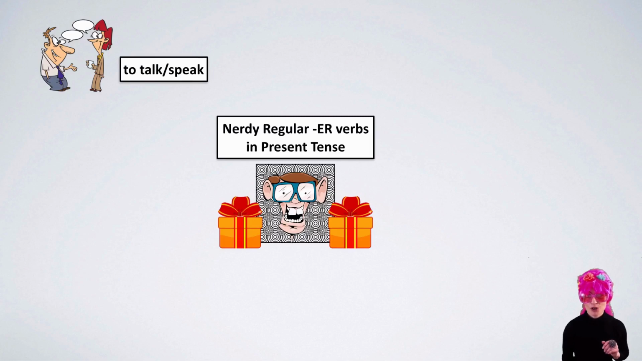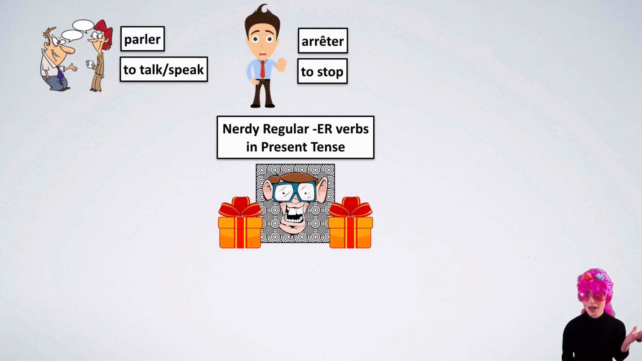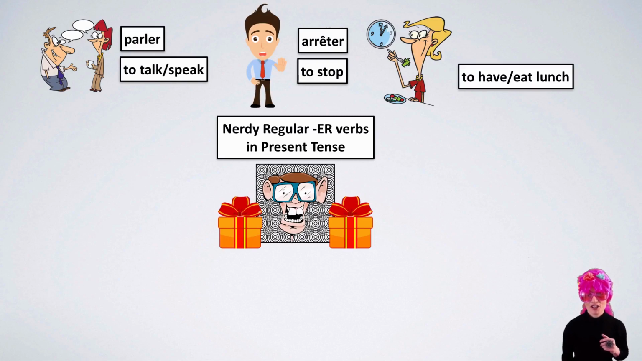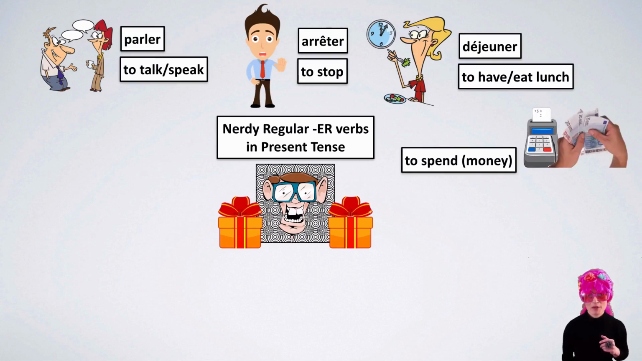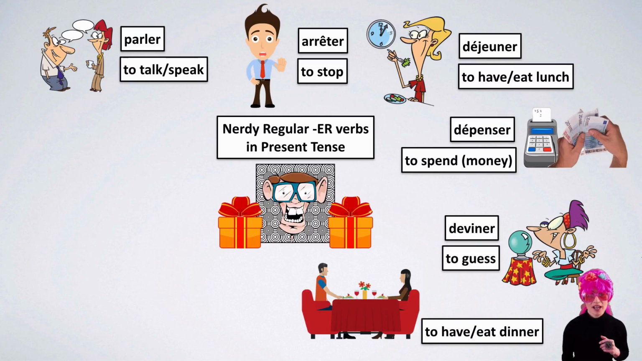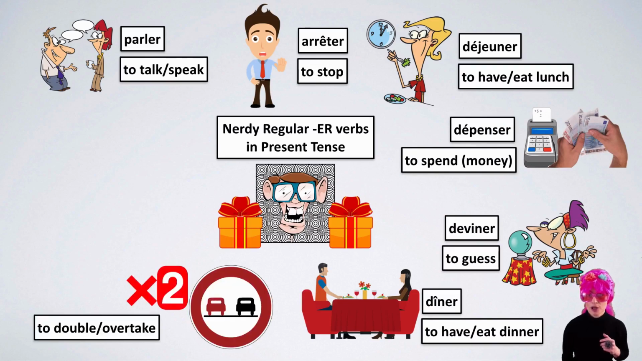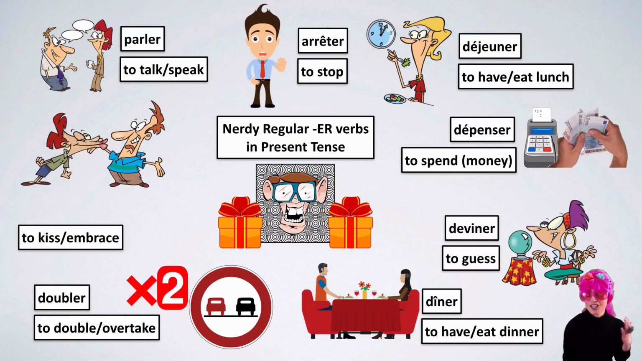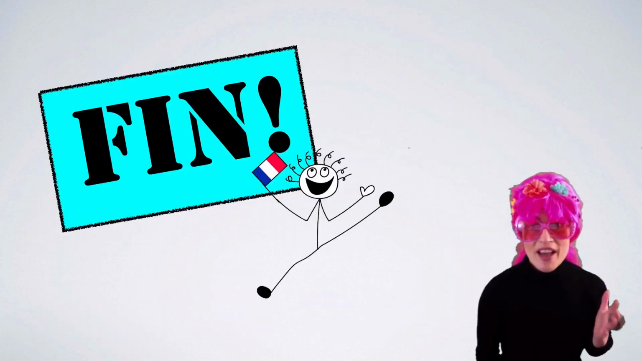Your turn. How do you say to talk or to speak? Parler, to stop. Arrêter, to have, eat lunch. Déjeuner, to spend as in spend money. Dépenser, to guess. Deviner, to have, eat dinner. Dîner, to double, overtake. Doubler, and finally to kiss, embrace. Embrasser.